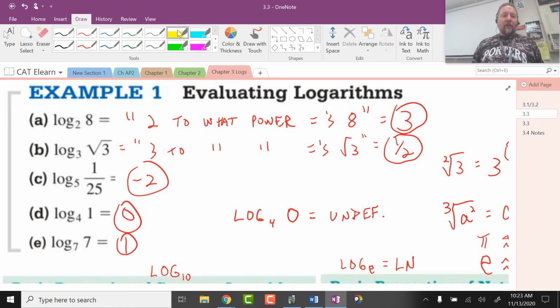Here's the big problem with logarithms: not knowing your exponents, not knowing your exponent rules. The square root of 3 is actually 3 to the 1/2. Then there's the negative exponent rule: 5 to the negative second is 1 over 25, so log base 5 of 1 over 25 is negative 2. Not knowing the zero power rule, 4 to the 0 equals 1. And log base 7 of 7 is just 1 because 7 to the first equals 7. So knowing these is the key.